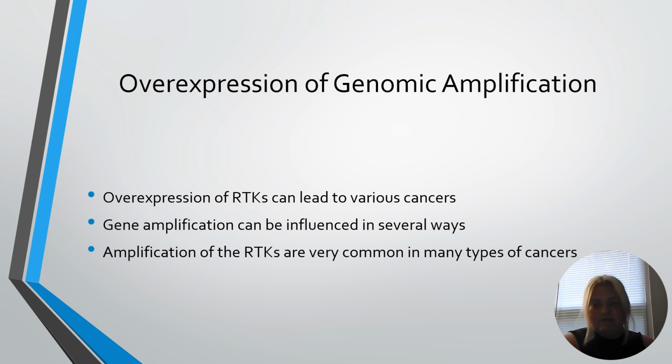Gene amplification can be influenced by common chromosomal fragile sites, defects in DNA replication, and telomere dysfunction. Amplification of EGFR, ERBB2, MET, and FGFR1 are found in lung and breast cancer. Another example could be the overexpression of FGFR3, which has been seen in breast and bladder cancers.